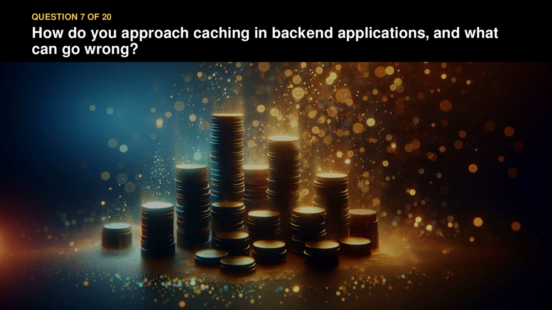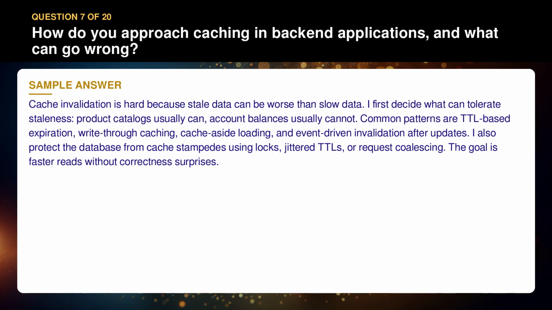Question 7. How do you approach caching in backend applications, and what can go wrong? Cache invalidation is hard because stale data can be worse than slow data. I first decide what can tolerate staleness. Product catalogs usually can. Account balances usually cannot. Common patterns are TTL-based expiration, write-through caching, cache-aside loading, and event-driven invalidation after updates. I also protect the database from cache stampedes using locks, jittered TTLs, or request coalescing.